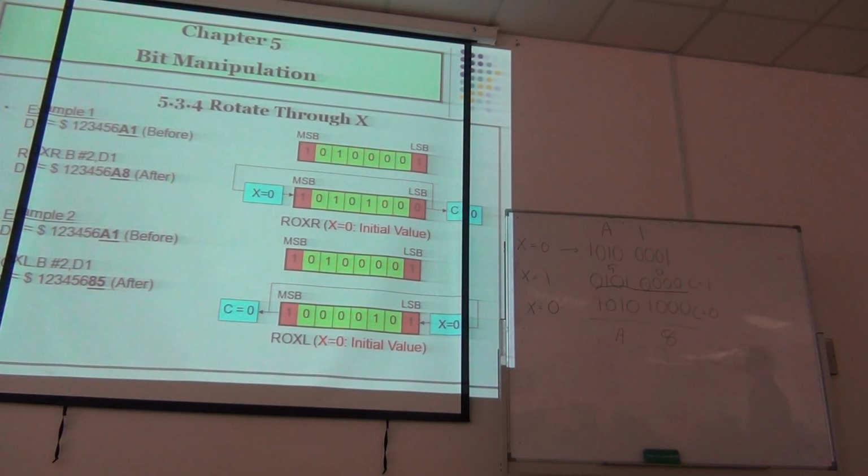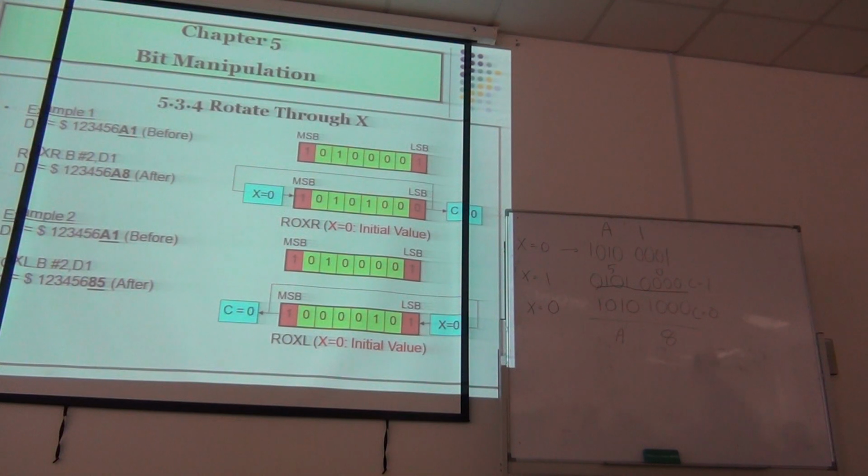Any question? So rotate left is also the same. You got the same answer, huh? You want to do it? This one? Okay, I finish it. Is it okay? Faham? Finish it.